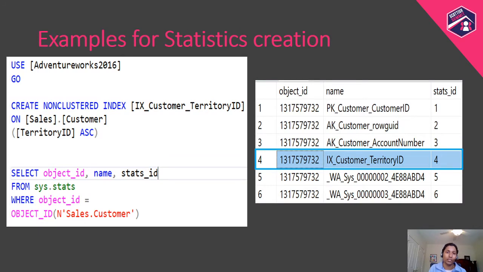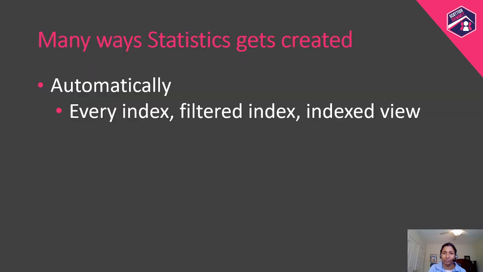Here I'm creating a non-clustered index on a territory ID column, and when I see the sys.stats view, I can clearly see a stat got created with the exact same name as the index on the exact same column, territory ID. But the name might be the same, and the stats as well as the index are two different entities, right? The index will save the data itself, but the stats will just describe the distribution of the data at the time of the stats update.